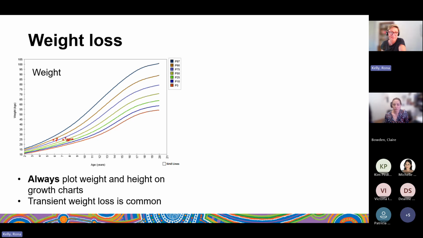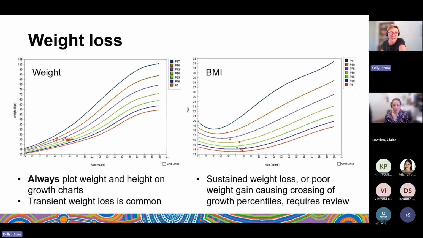So even on this graph, you can see that the weight started in the 90th centile before starting medicine, but it's been static over quite a long period of time, and it's now sitting on the 25th centile. So when you look at BMI, it looks quite dramatic. So again, just to reinforce, if there's sustained weight loss or poor weight gain causing crossing of centiles, it requires review. And interestingly, sometimes a change of medication, even just to another form of stimulant, can have a really different side effect profile. And I had that in clinic today.